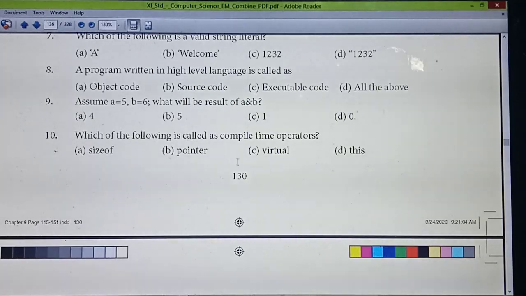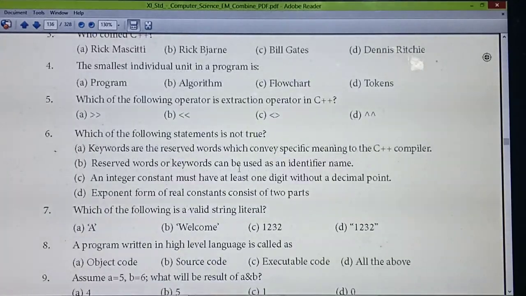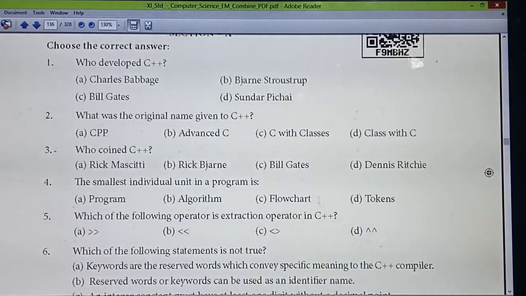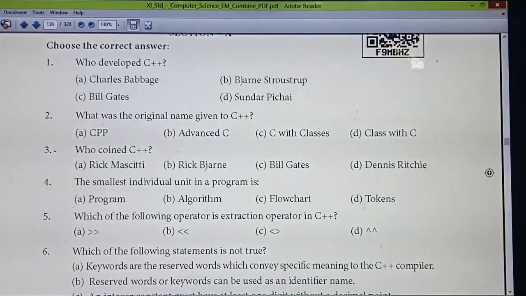Once more I am dictating the answers for the one mark questions. Please listen carefully and mark it. First question answer is option B, Bjarne Stroustrup. Second question answer is option C, C with classes. Third question answer is option A, Rick Mascitti. Fourth question answer is option D, tokens, not flowchart.